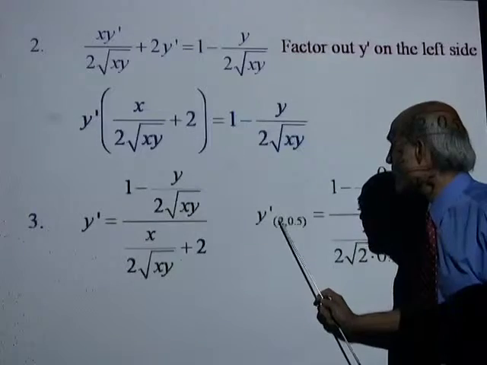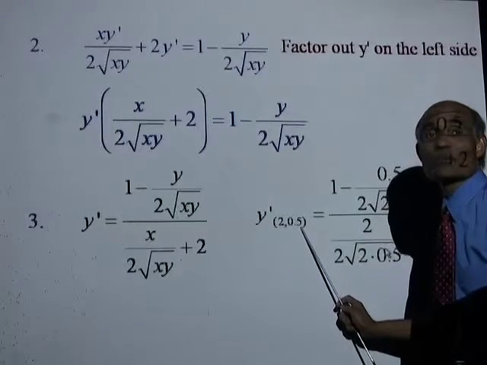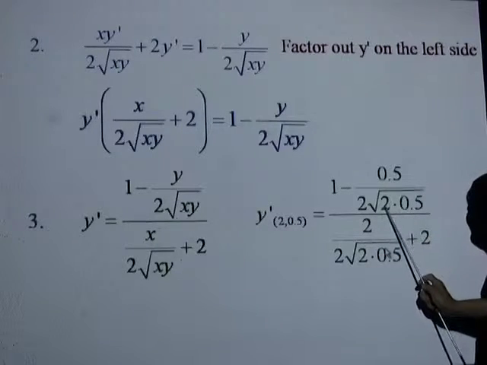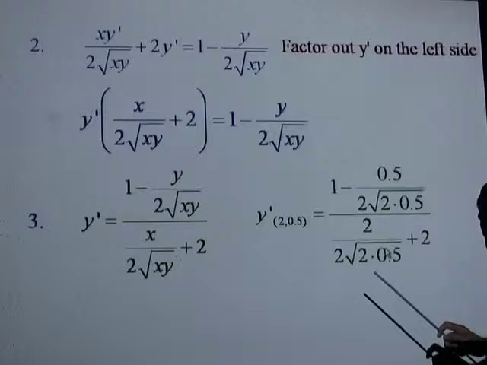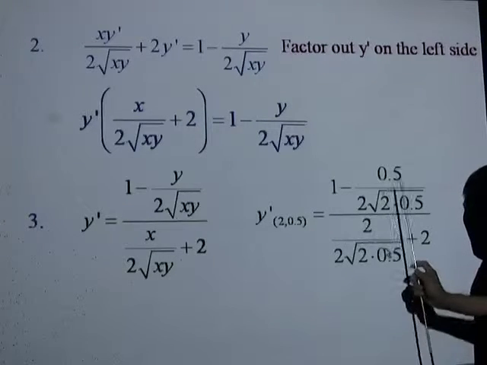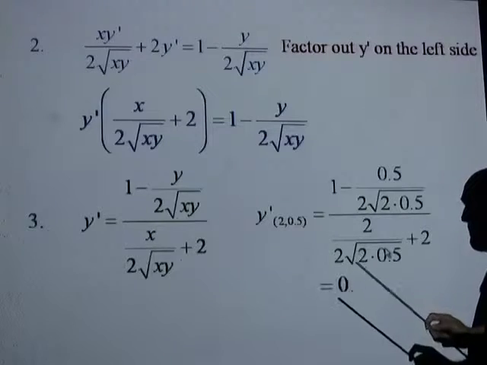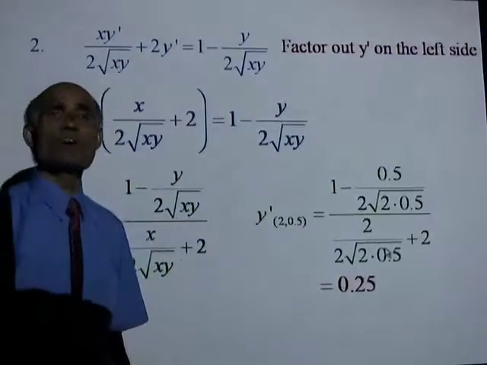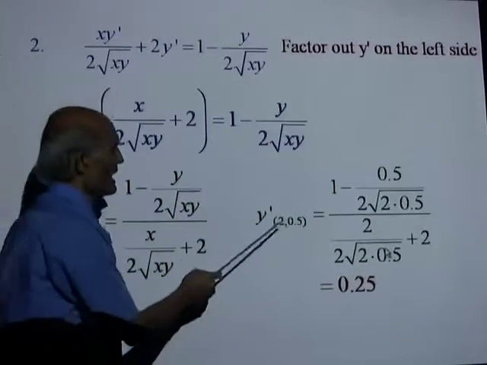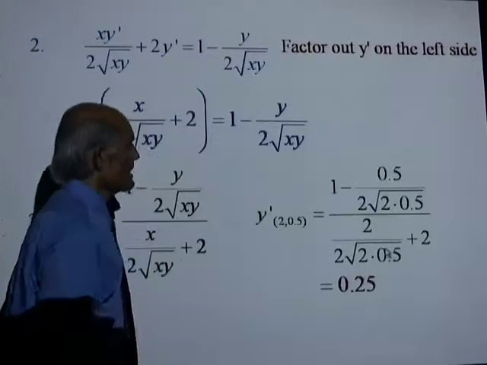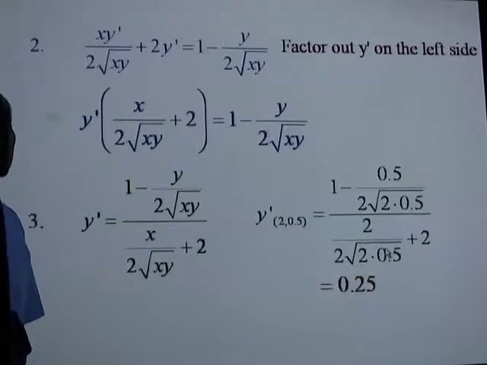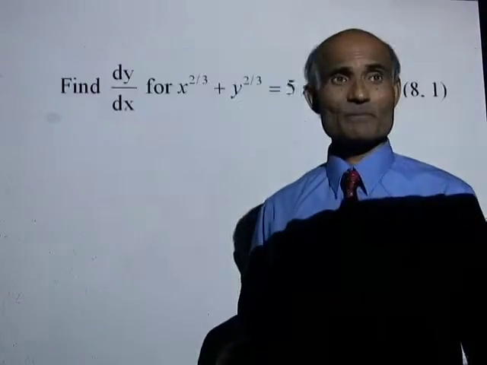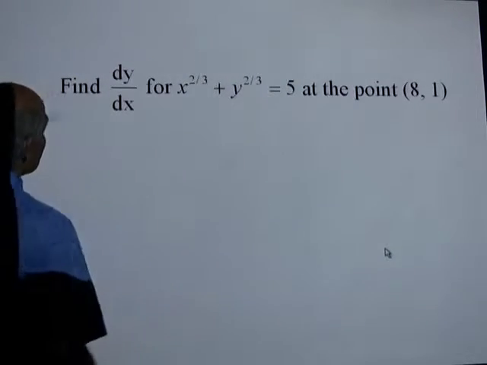So we need to find y prime at x equal to 2, y equal to 0.5. We replace those: y is 0.5, x is 2. So replace those values and then simplify this on your own. That's not difficult. And that gives you 0.25. The derivative of the given implicit function at x equal to 2, y equal to 0.5 is 0.25. And you know what the physical significance of that is, right? Alright, let's do another one.